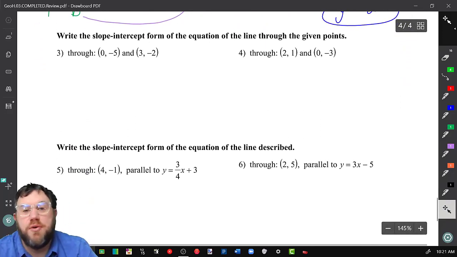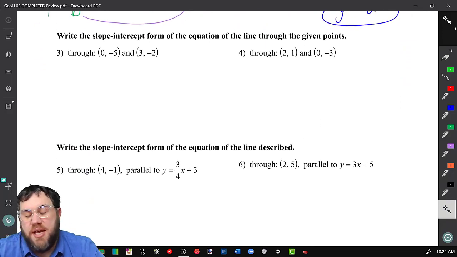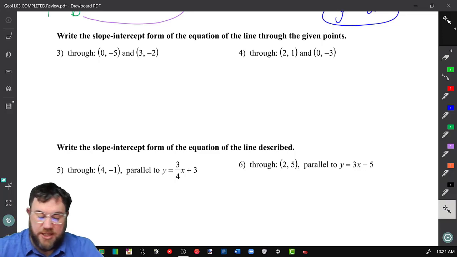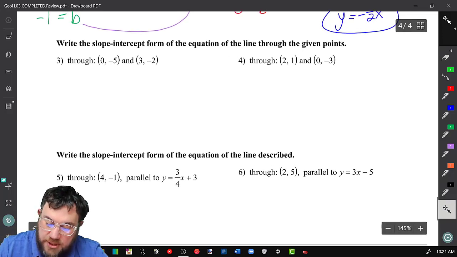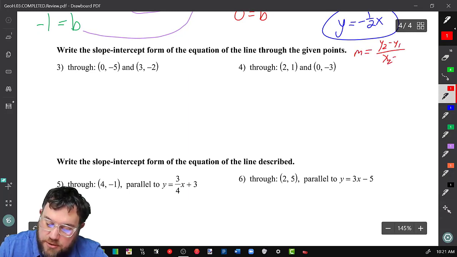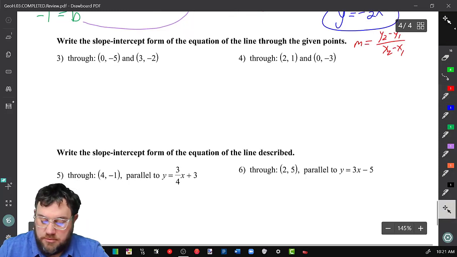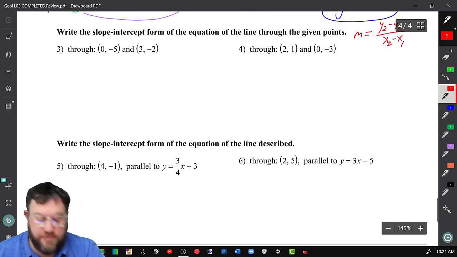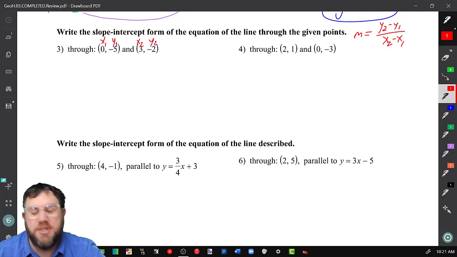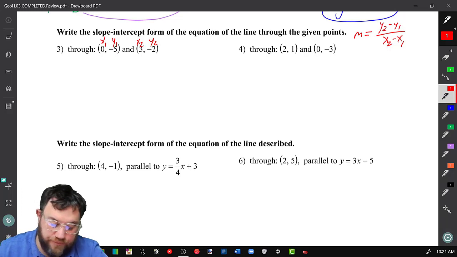For 3 and 4, these are really the same thing, only we need to find the slope first. So it requires one extra step at the beginning. Remember, slope formula is y2 minus y1 over x2 minus x1. Okay, so we just have to do that first. If you need to label these x1, y1, x2, y2, go for it. There's no reason not to do that if it helps you.